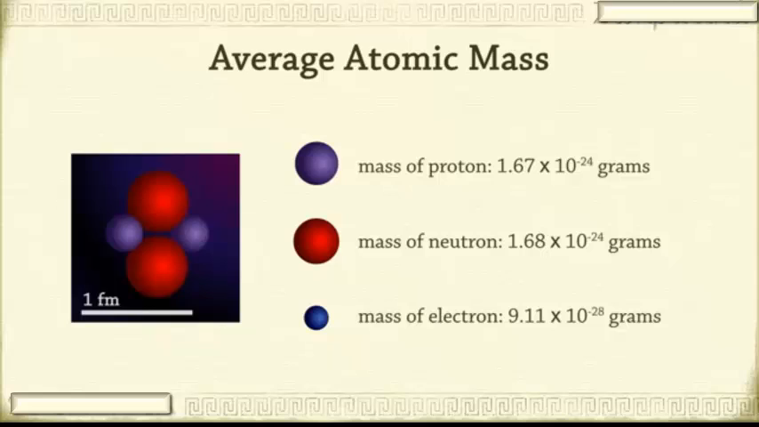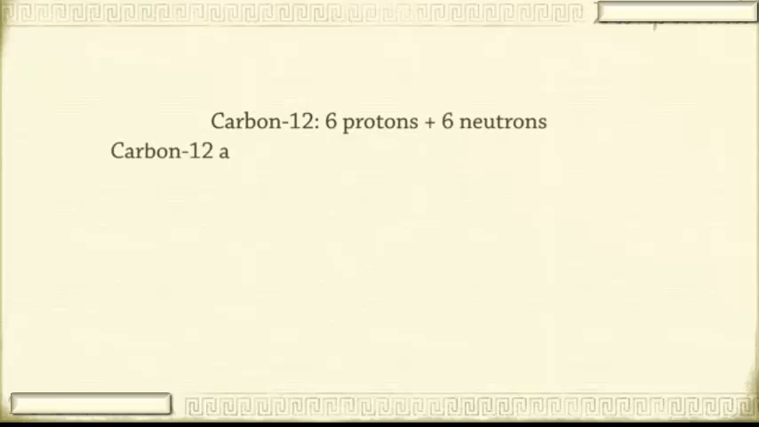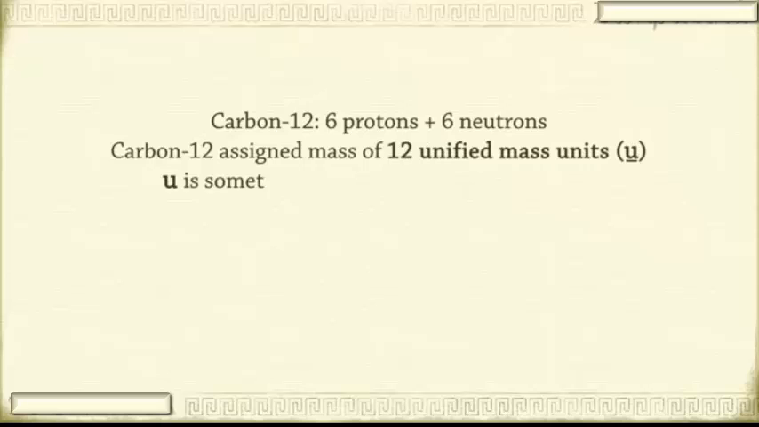So instead of using the actual mass of atoms in problems, chemists compare all atoms to one standard atom. They picked carbon-12 as the standard. Carbon-12 is the isotope of carbon with 6 protons and 6 neutrons. Carbon-12 is assigned a mass of exactly 12 unified atomic mass units, or u. Some people write amu, or Daltons. Chemists just defined a new unit for convenience.